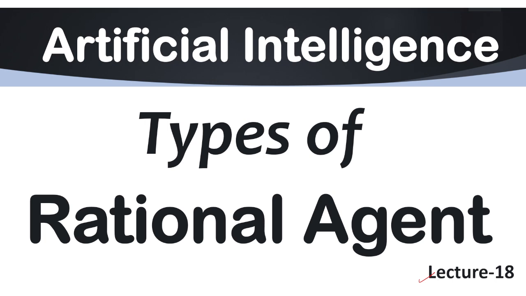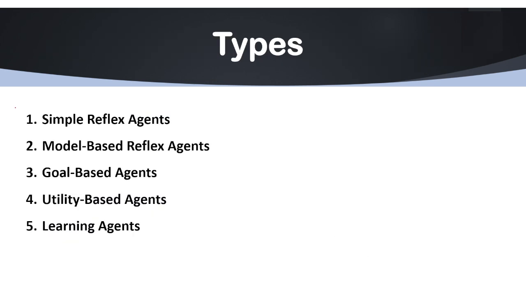Now let's move to the types of rational agents. So basically we have five types. The first type includes simple reflex agents. Another is model-based reflex agents. Third type is goal-based agents. Another is utility-based agents and learning agents.